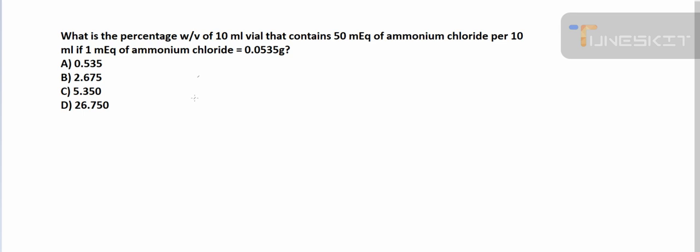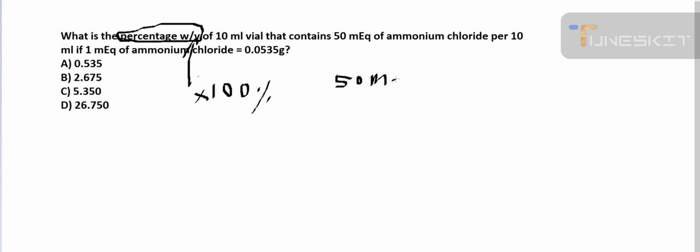So we have a calculation in which we have to find the percentage. Always remember, when we find the percentage, we will multiply the answer with 100%. Of a 10 ml vial that contains 50 mEq. So there are 50 mEqs, milliequivalent. It is a unit.